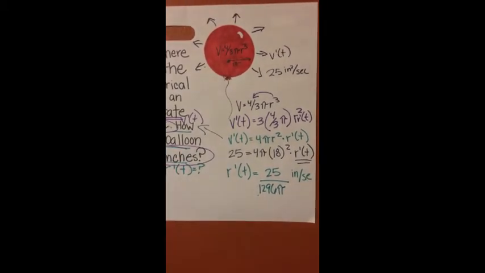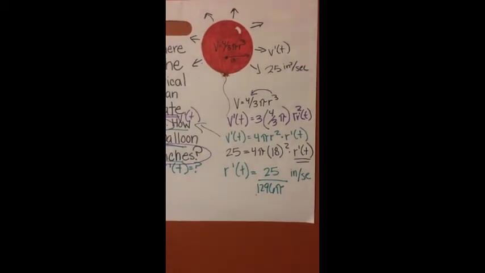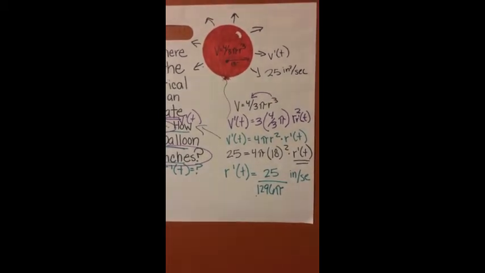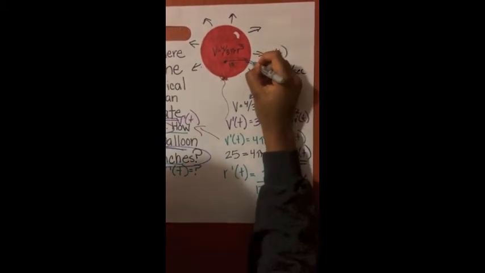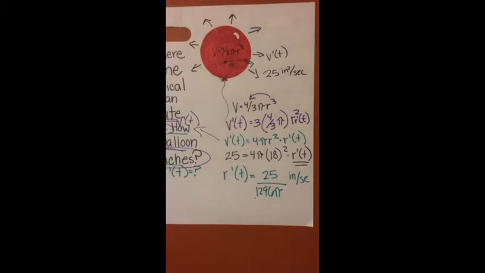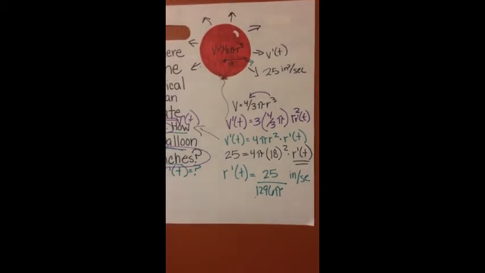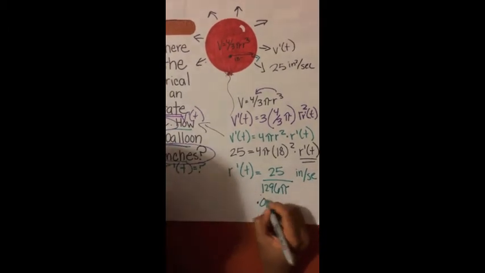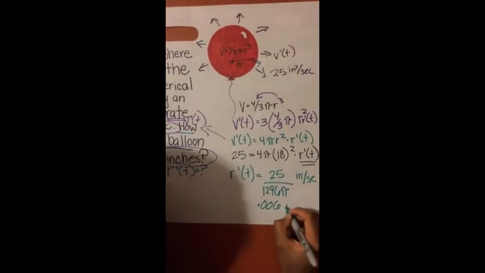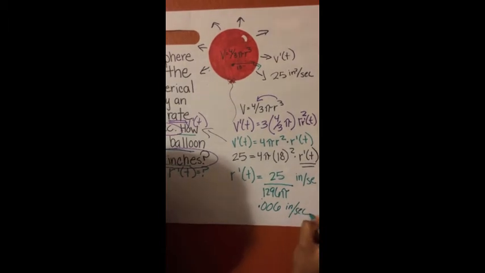And while this number doesn't really mean anything to me, it is how fast the radius is increasing as our volume increases by 25 cubic inches per second. So if you put this into the calculator, it would be roughly 0.006 inches per second.